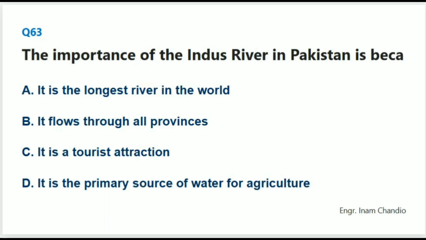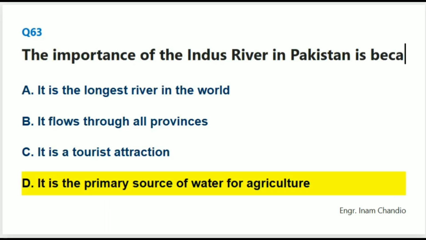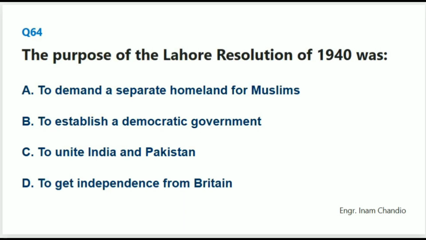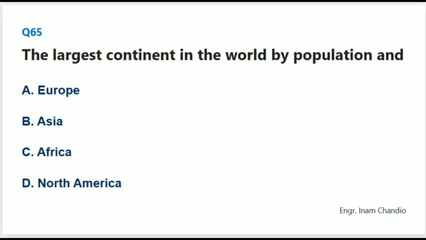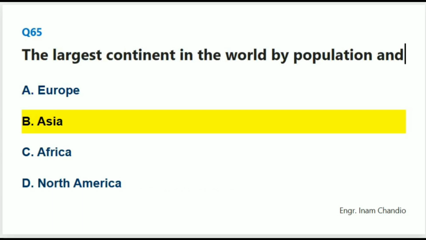The importance of the Indus River in Pakistan is because. The correct answer is D. It is the primary source of water for agriculture. The purpose of the Lahore Resolution of 1940 was. The correct answer is A. To demand a separate homeland for Muslims. The largest continent in the world by population and area is. The correct answer is B. Asia.